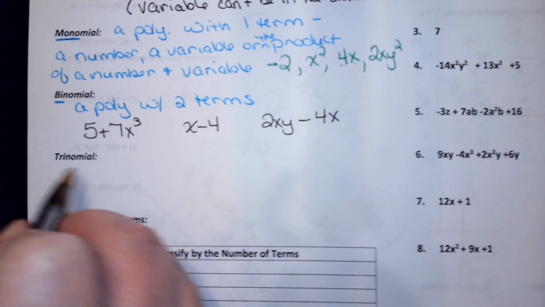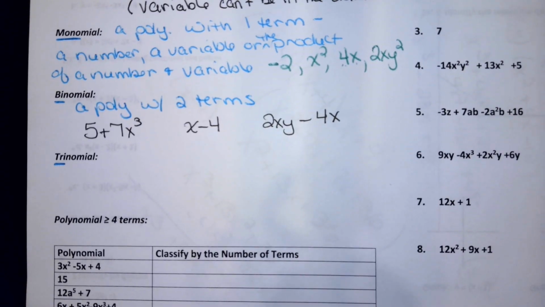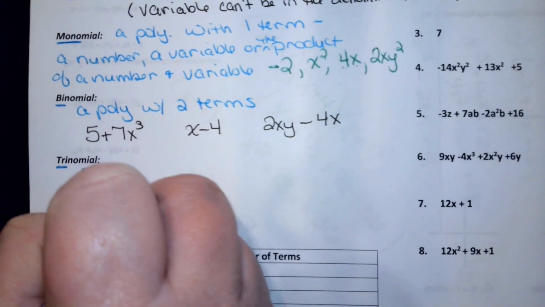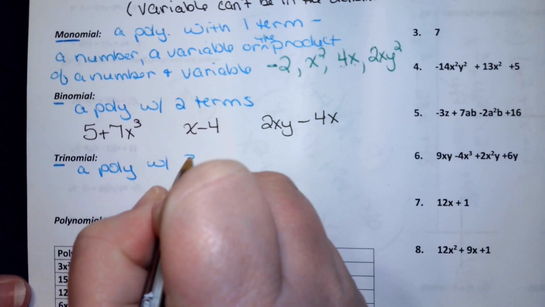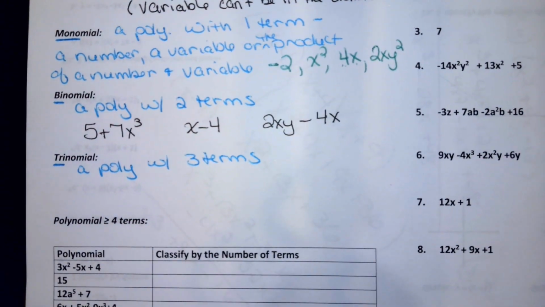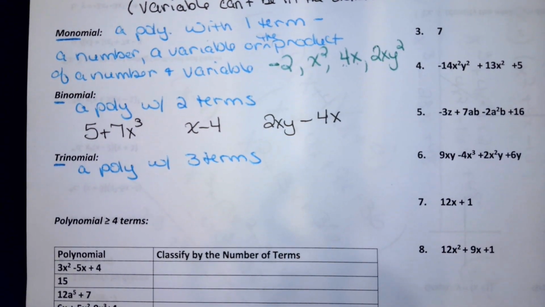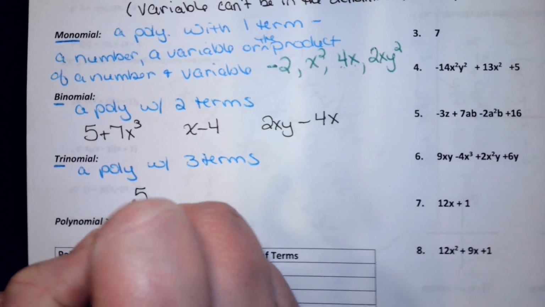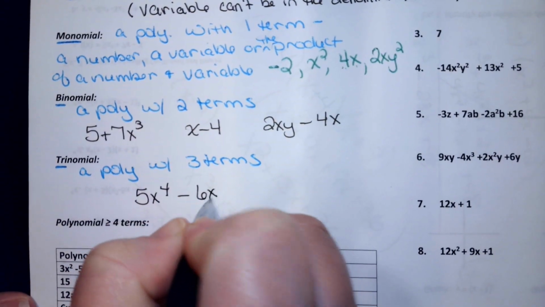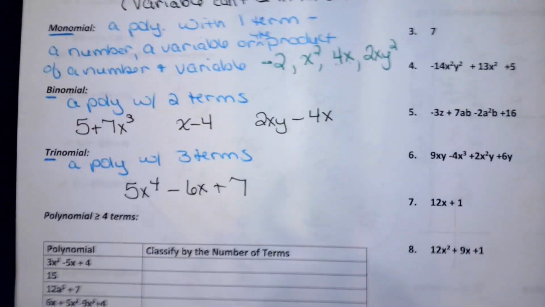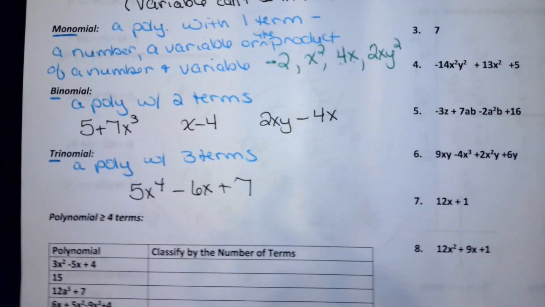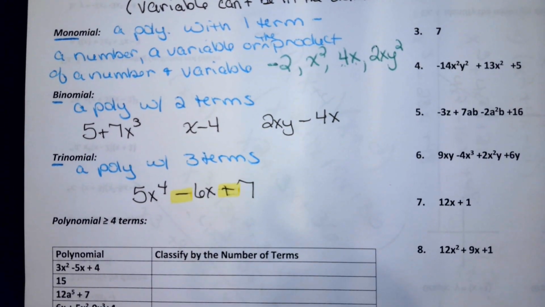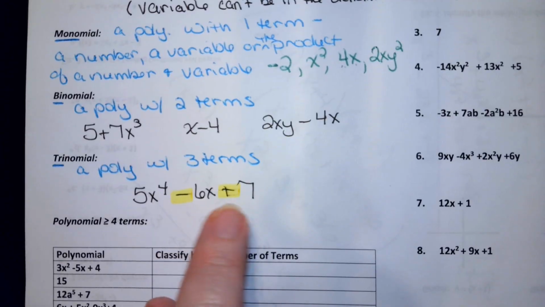Then we have trinomial. The prefix tri, like tricycle, we know that means three. So a trinomial is a polynomial with three terms. So here if we had something like 5x to the fourth minus 6x plus 7. Notice we have a subtraction here and an addition here. That is separating our terms. So we got 1, 2, 3 terms.